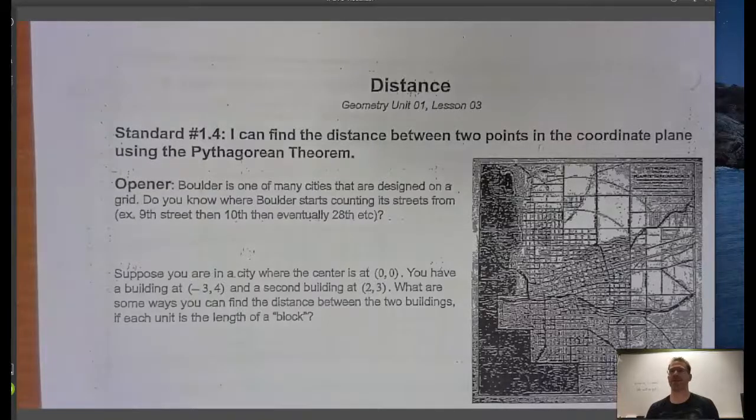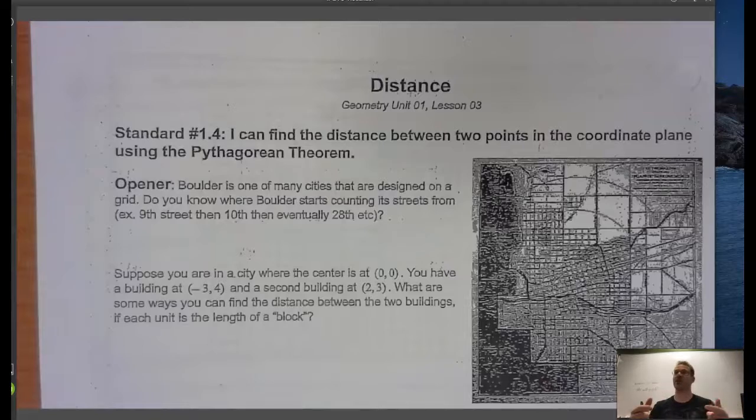All right, and we're back for another lesson here. Today, what we're going to focus on in this particular lesson is distance between 2 points in the coordinate plane. So last time we talked about the midpoint between 2 points. Now we're going to find the distance between those 2 points.